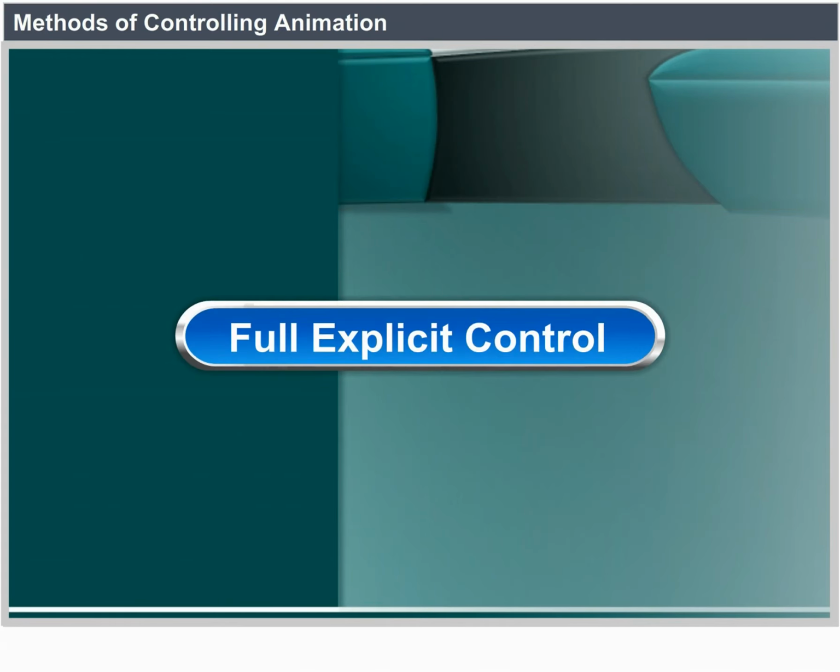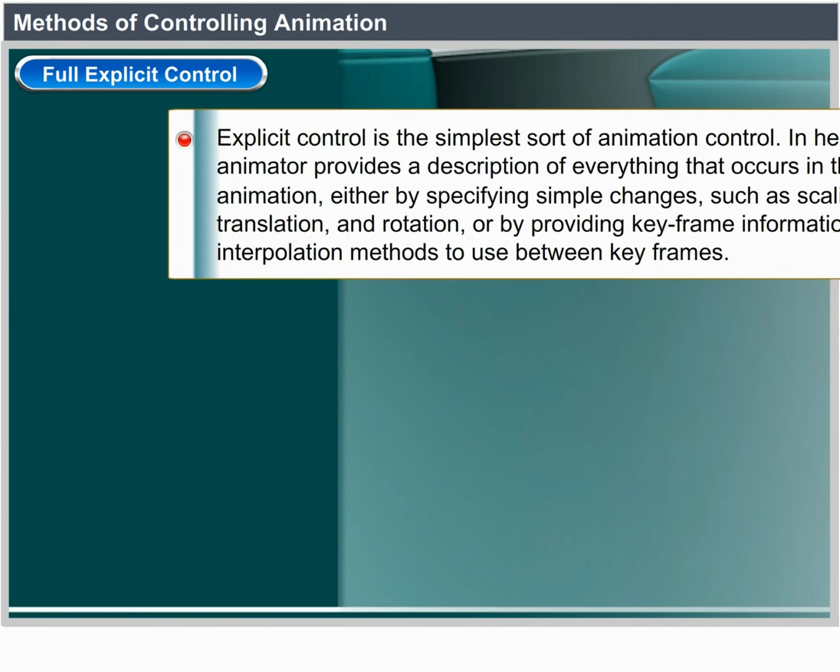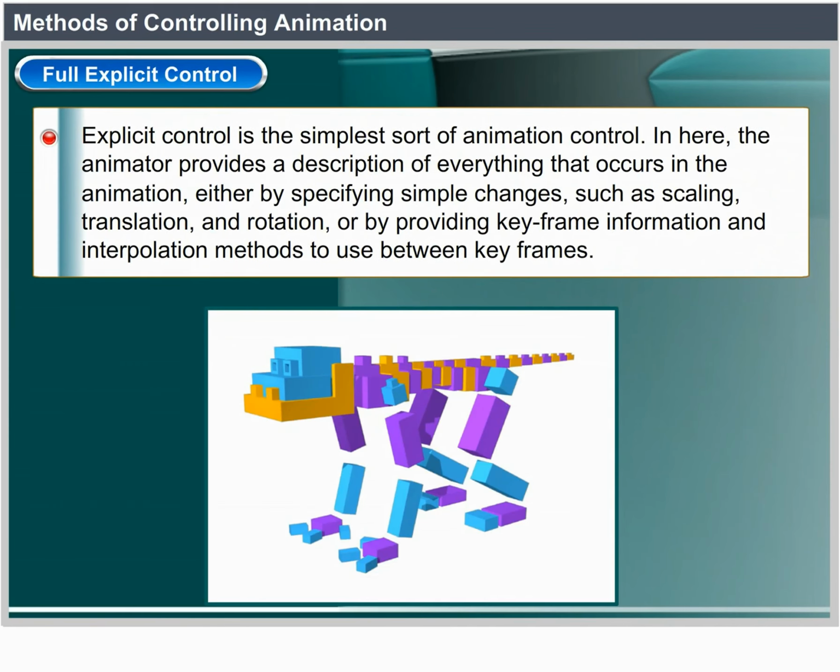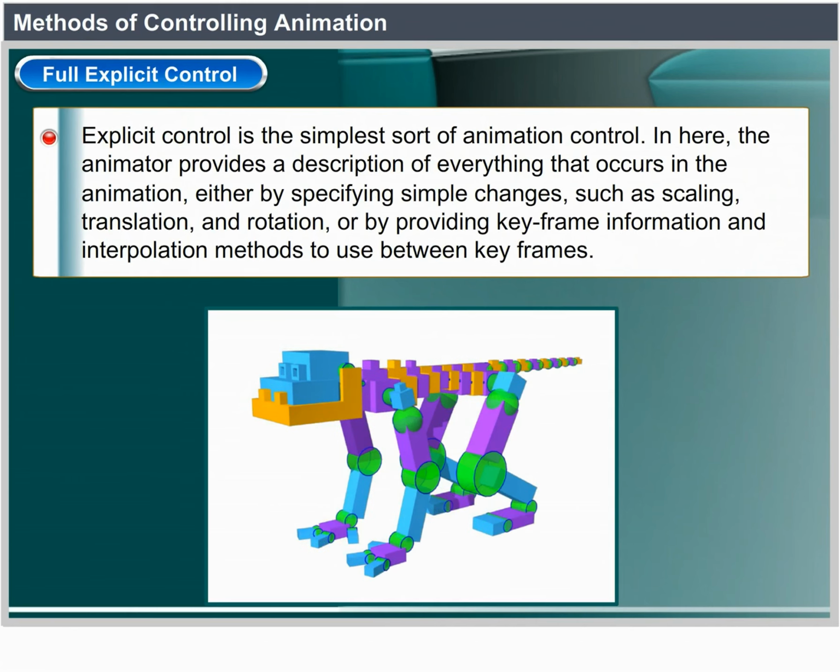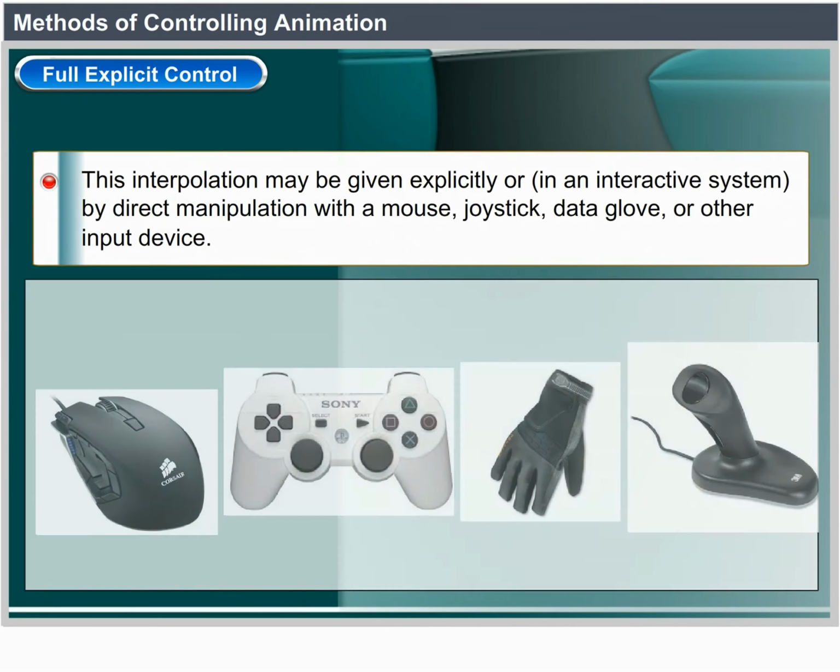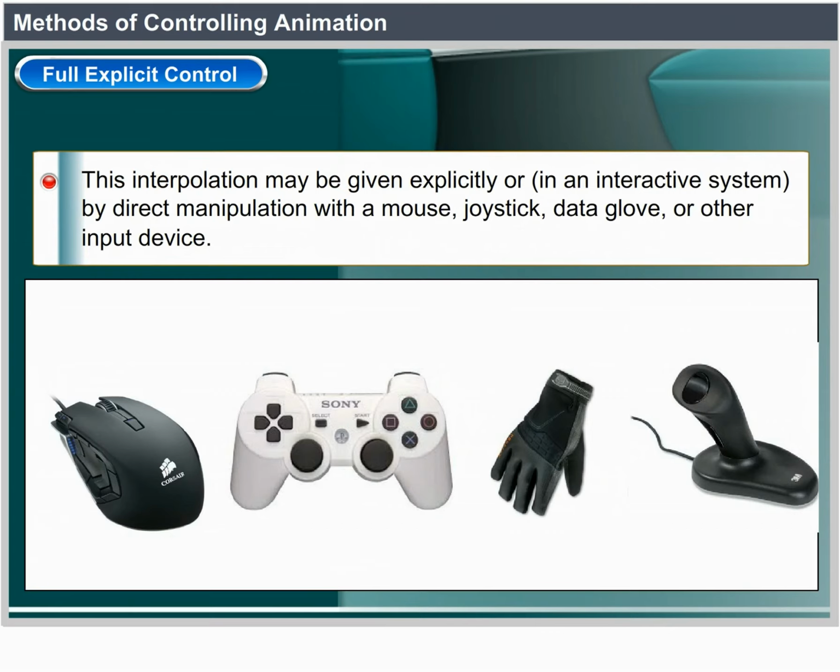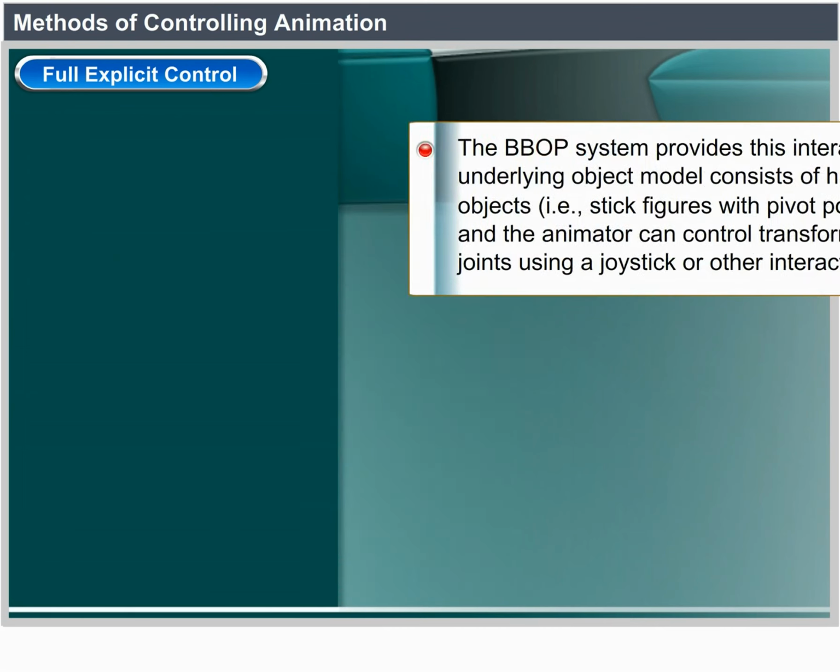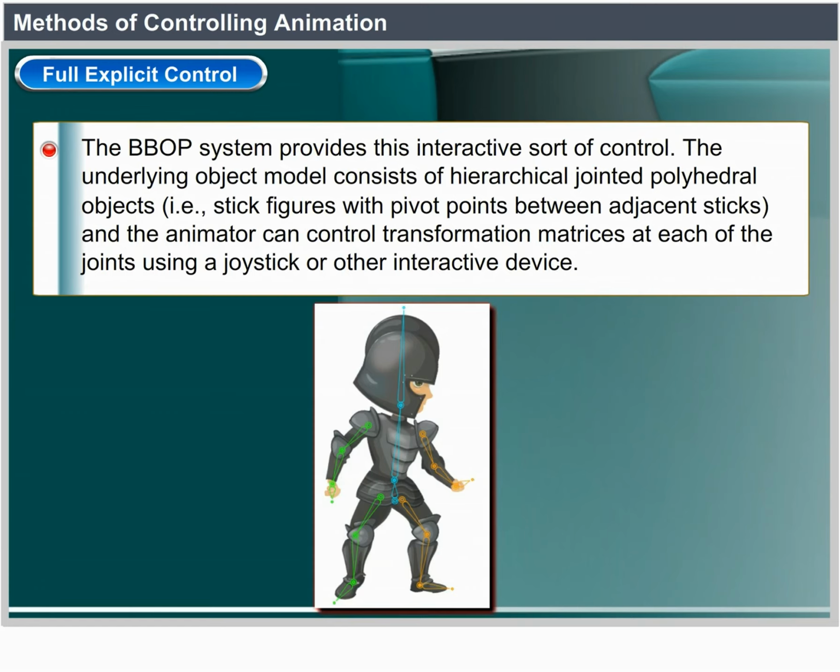Full explicit control. Explicit control is the simplest sort of animation control. Here the animator provides a description of everything that occurs in the animation, either by specifying simple changes such as scaling, translation, and rotation, or by providing keyframe information and interpolation methods to use between keyframes. This interpolation may be given explicitly or in an interactive system by direct manipulation with a mouse, joystick, data glove, or other input device. The BBOP system provides this interactive sort of control.